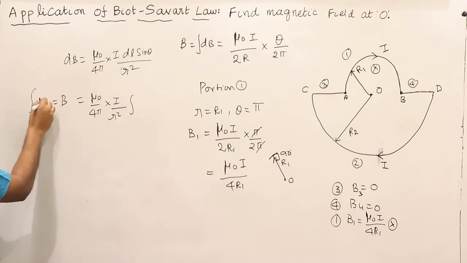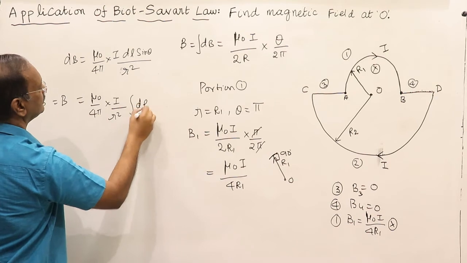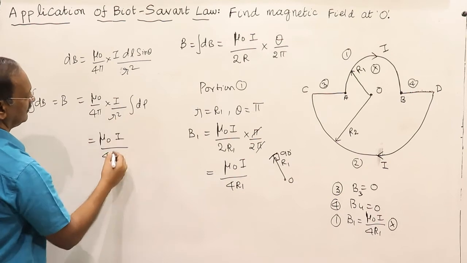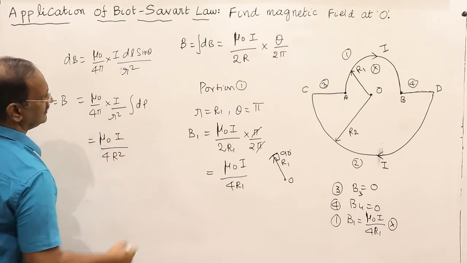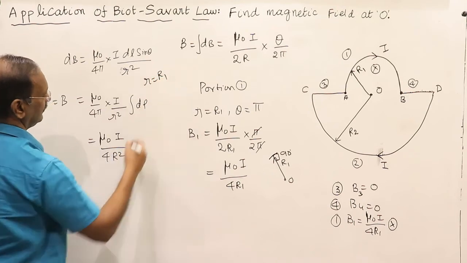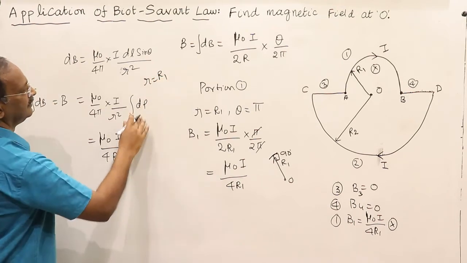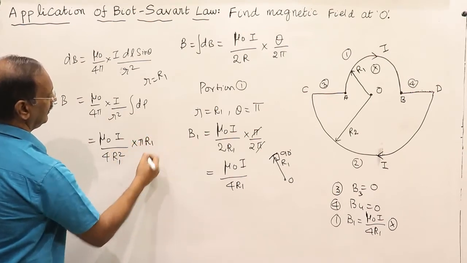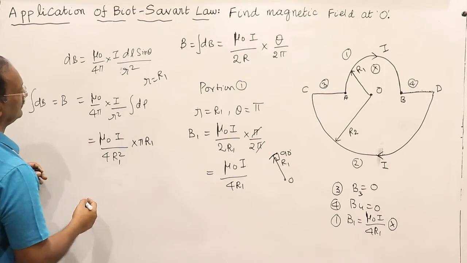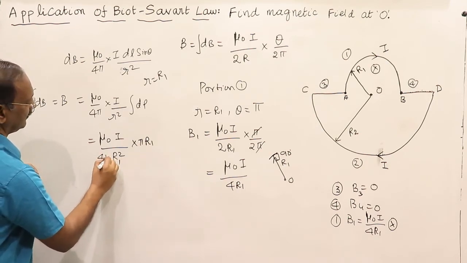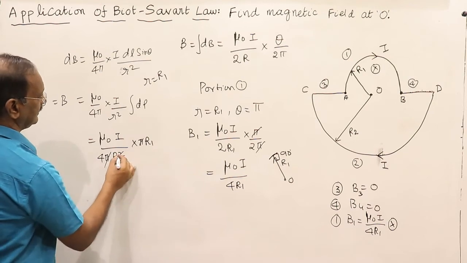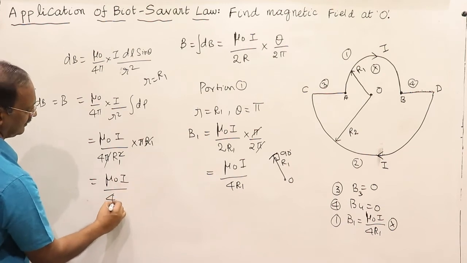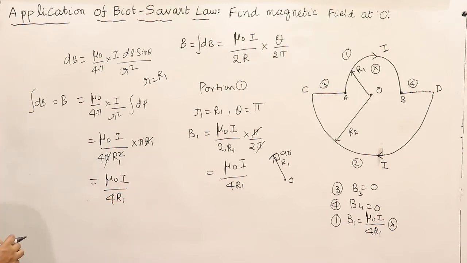Integration of dB, so we will integrate this portion. It is equal to mu naught I divided by 4 pi r square, since r here is equal to r1, into the integral of dl. For a semicircular region, it is pi r1. So mu naught by 4 pi, this gets cancelled, this gets cancelled, it is equal to mu naught I by 4 r1. Mu naught I by 4 r1.